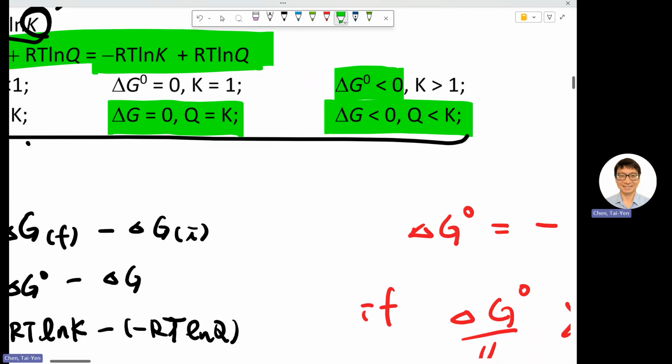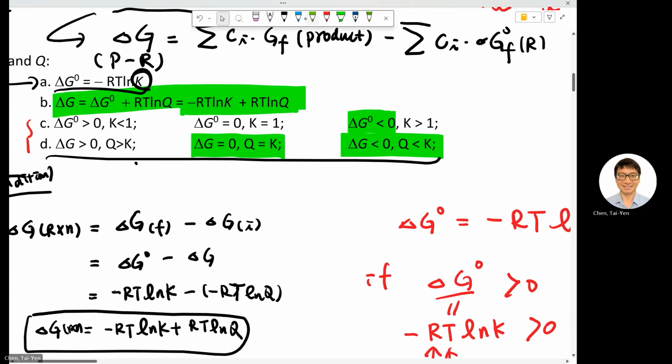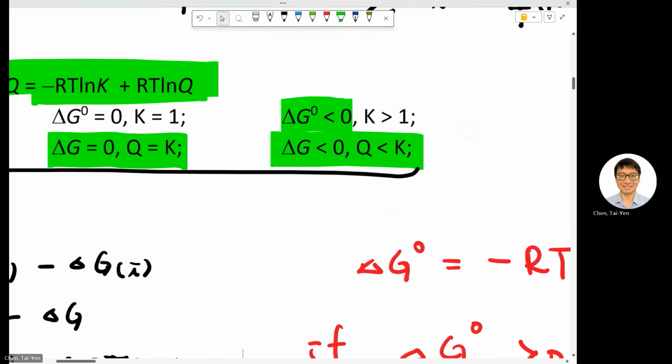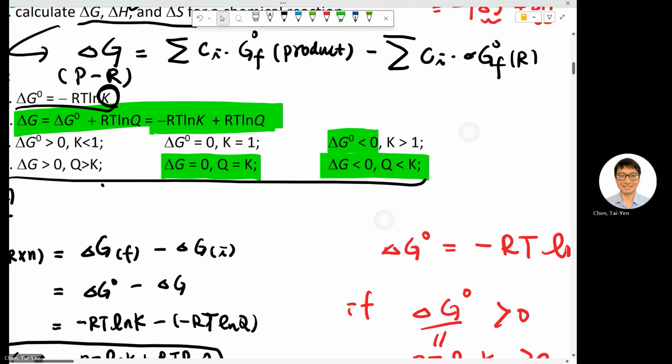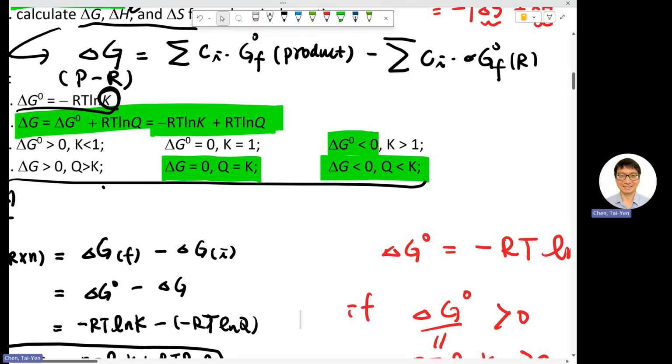If your delta G is negative, if you look at this, that means the first term should be the dominant term. Therefore your K should be larger than your Q.